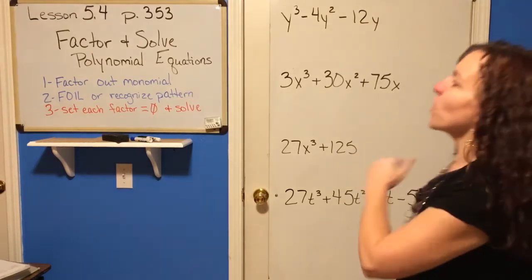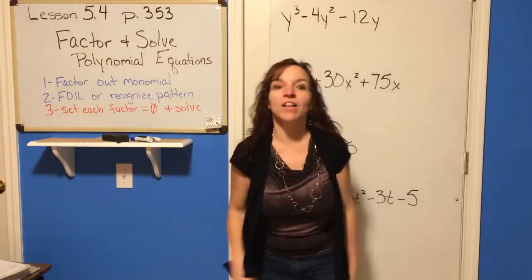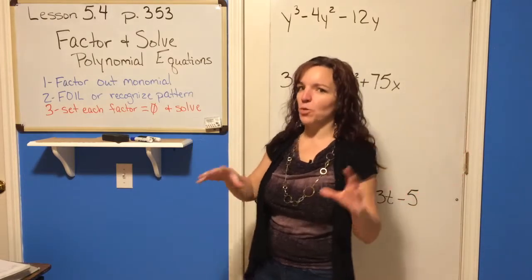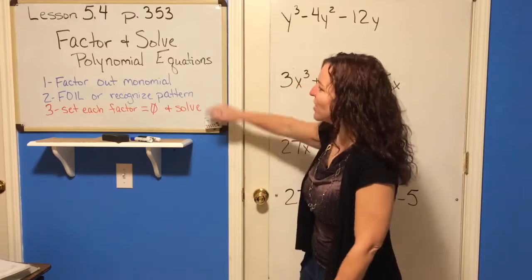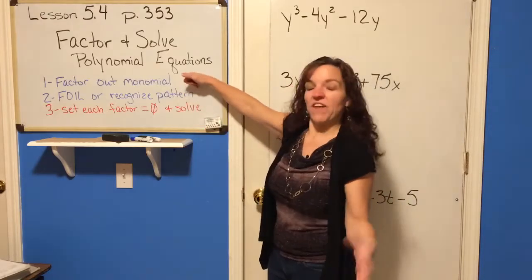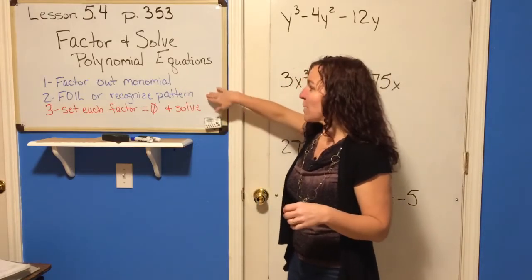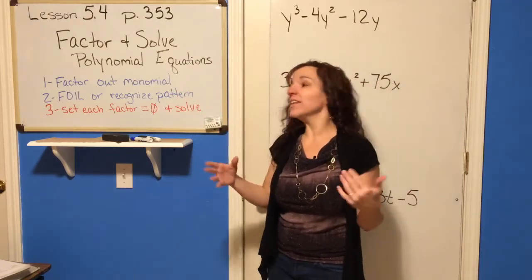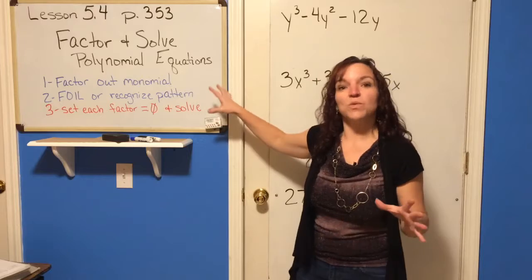All right, in section 4, we're going to factor and solve polynomial equations. You've factored and solved trinomials, so this is, of course, the same thing, only just one step harder. For step 1, you're going to factor out a monomial. And then step 2, you're going to either use FOIL or recognize a pattern. And the reason number 3 is in red is that's when we start solving.